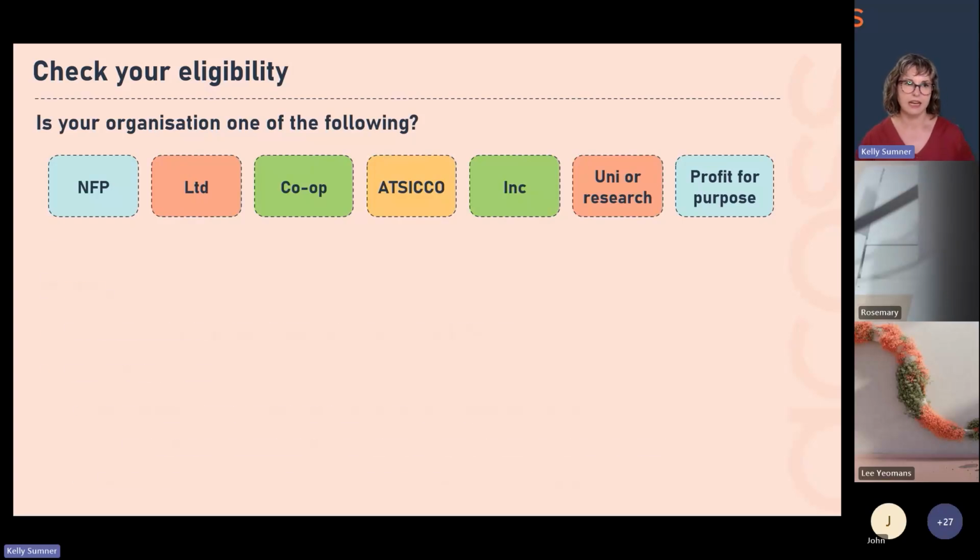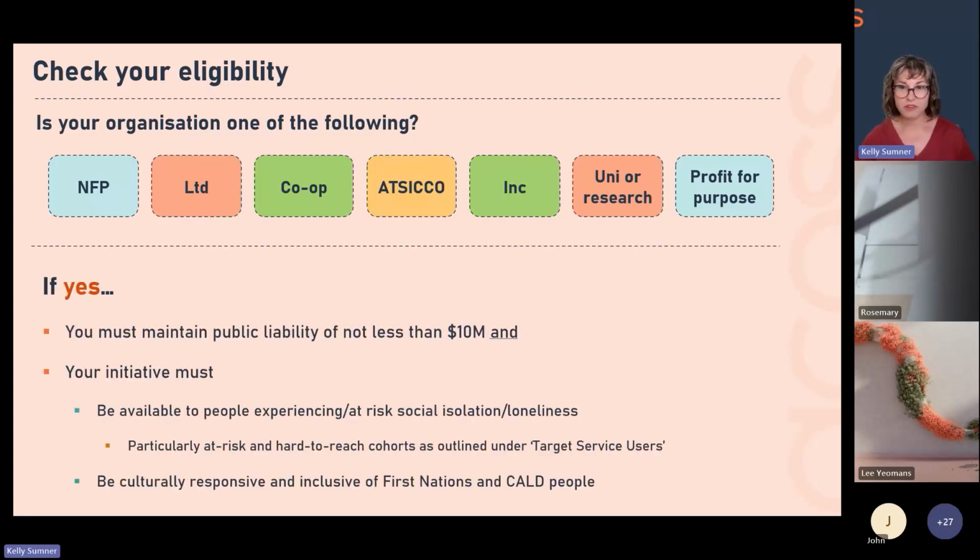There are a few more requirements for the Community Innovations Fund grants. There must be public liability of at least 10 million, and then there is some eligibility around the initiative itself. So obviously it needs to be targeted at reducing social isolation and loneliness. That's the purpose of the fund. But in the case of this grant, they're also looking specifically at particular at-risk or hard-to-reach populations. So they want to see applications that address that and which are culturally responsive.